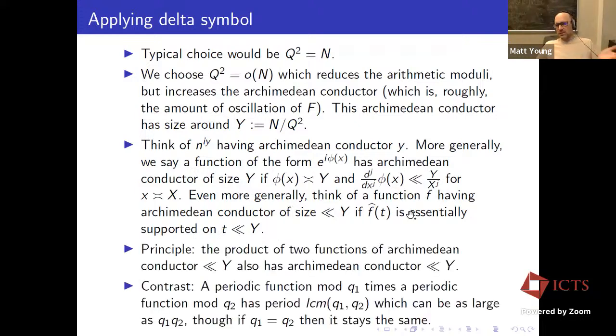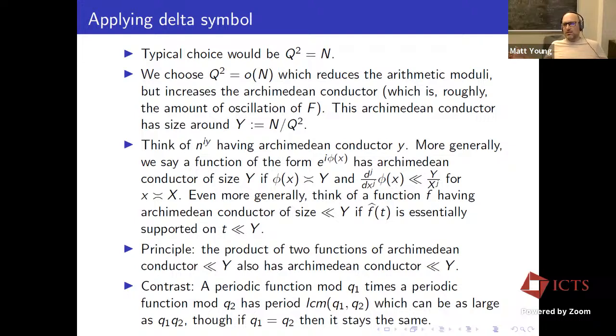So one of the principles here is that if you have two functions, they both have Archimedean conductor at most y, and then you multiply them, it still has Archimedean conductor at most y. This is basically saying if you have two phases, they're both size y, you add them, it's still like y. But contrast this: if you have a periodic function mod q1 and you multiply it by a periodic function mod q2, that's going to have period the least common multiple of q1 and q2. And if q1 and q2 are relatively prime, this is going to be gigantic.